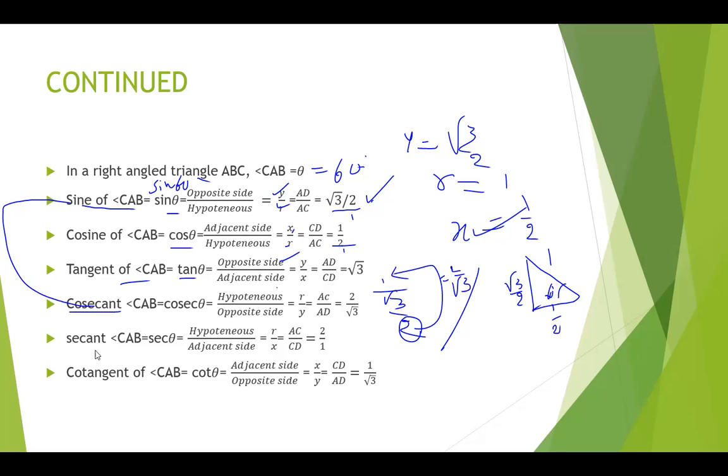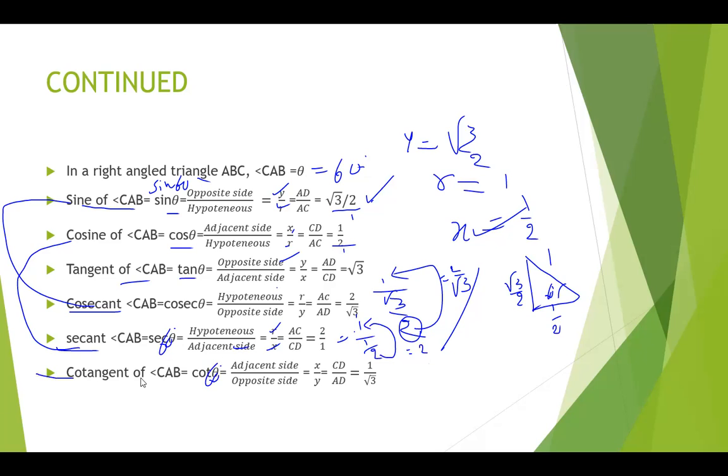Then sec theta. Sec theta is the reciprocal of cosine theta. For cos theta, I define adjacent side upon hypotenuse. For sec theta, I define hypotenuse upon adjacent side. R by x. Our R is 1 divided by our adjacent side x is 1 by 2. This is the denominator for the denominator. It comes to the numerator. So secant theta is 2. That is sec 60 degrees, the reciprocal of cos 60 degree.